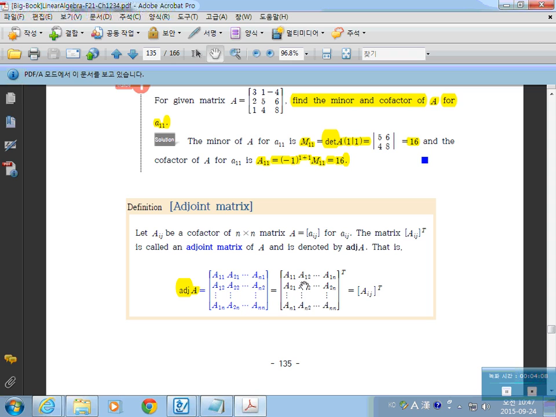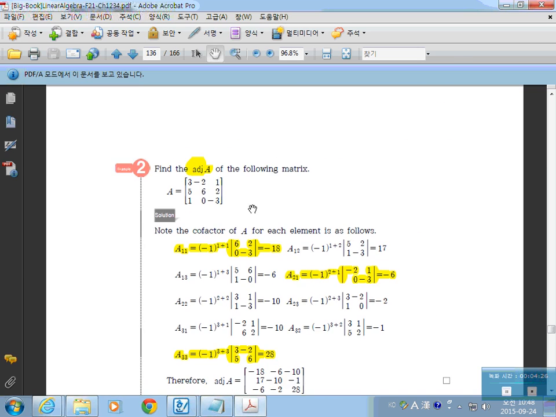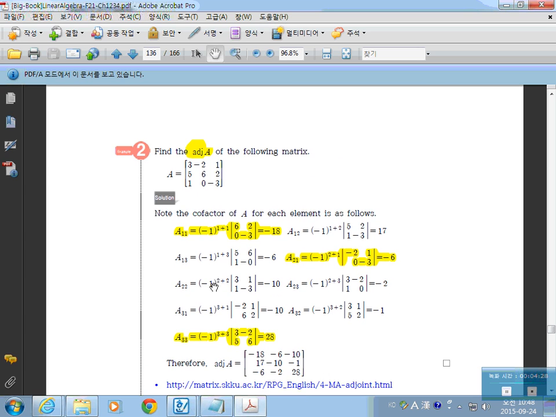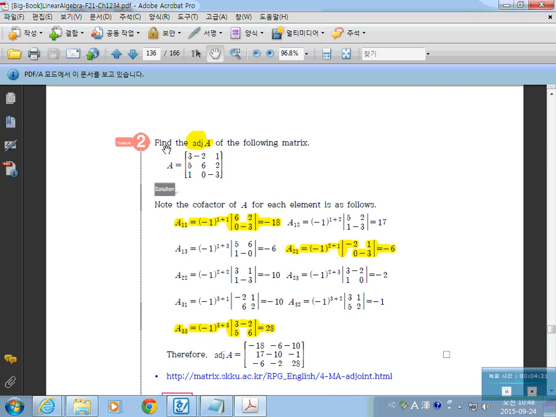So if you write it in this way, then A11, A12, and A1n go here. This forms the first row, and A21, A22, A2n forms the second row, and An1, An2, Ann forms the last row. Taking the transpose, these rows form the columns in the adjoint matrix of A. So with those definitions, we can always find the adjoint matrix of A for a given matrix. So find the adjoint of A of the following matrix.